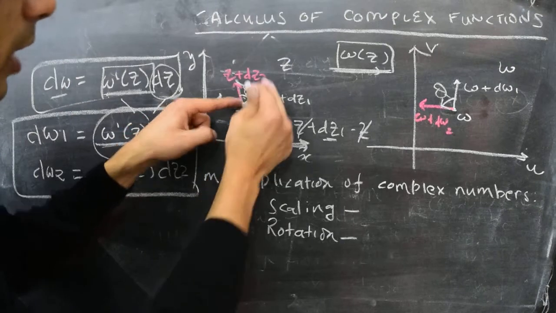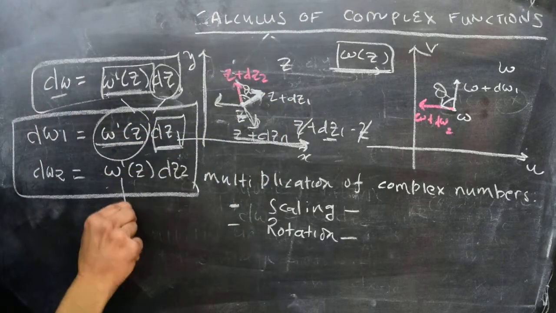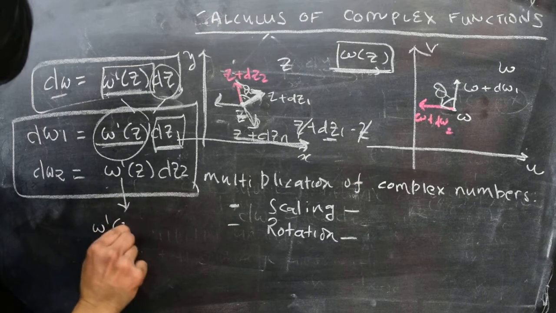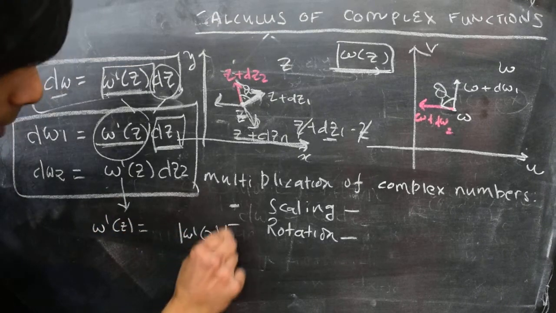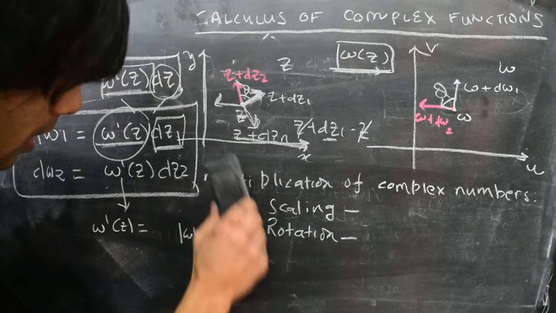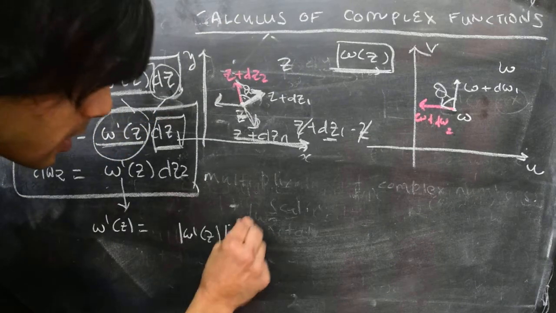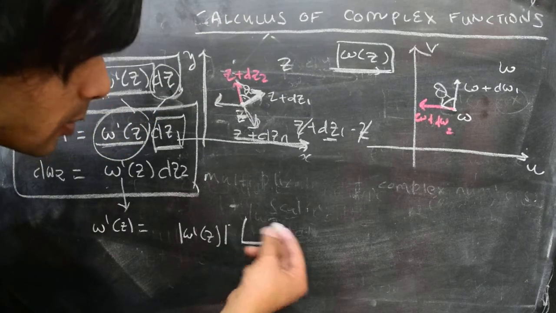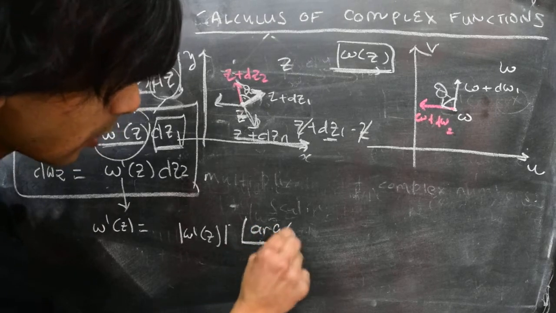Because if you take this arrow and rotate it by some amount phi, and take this, and that phi would be, so you can think of w prime z as modulus of w prime z times an argument of w prime z. So w prime z can be thought of as a modulus times some angle that w prime z makes. So let's just write this as times the argument of w prime z.